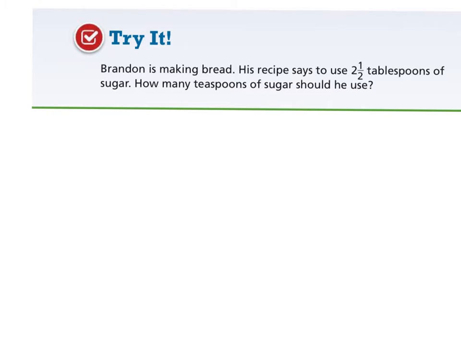Maybe we're looking in the drawer and we can't find a tablespoon, or the tablespoon measuring devices are all dirty. So we have to use teaspoons. So the question is, how many do we need? If we go back to our conversion chart, we've got that 1 tablespoon is equal to 3 teaspoons.